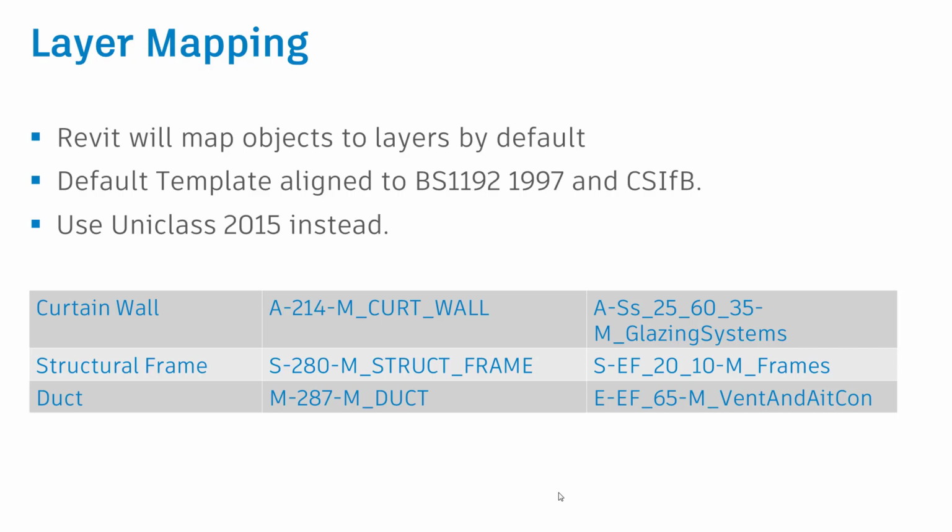It's 20 years old now, so really we should bring this up to date and use Uniclass 2015. This will tie in with other standards that you're working on, especially if you're working on a government standard or where your client's defining Uniclass as a classification system on your particular project. So essentially, here we've got some examples where we've updated the BS 1192 up to a Uniclass equivalent.